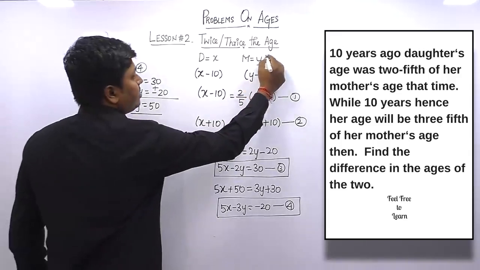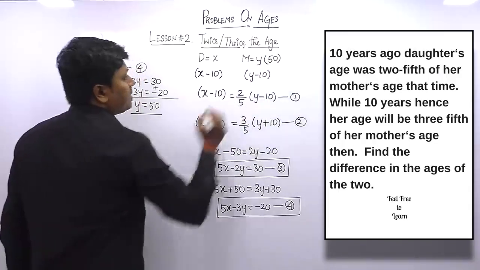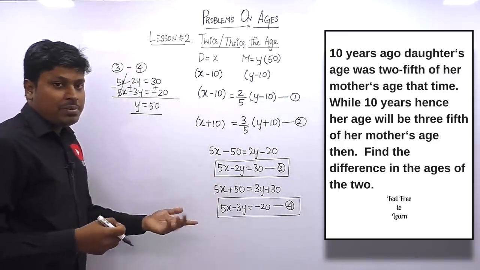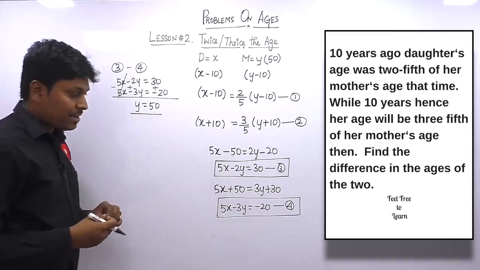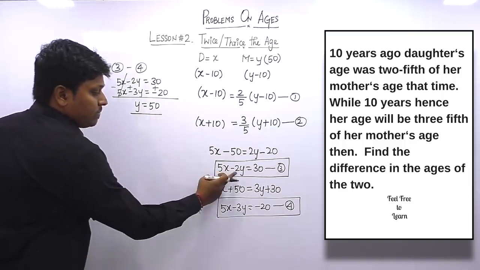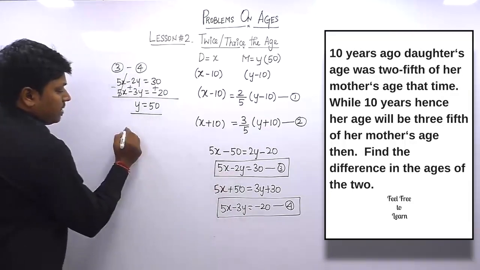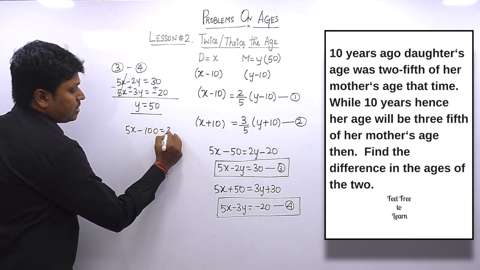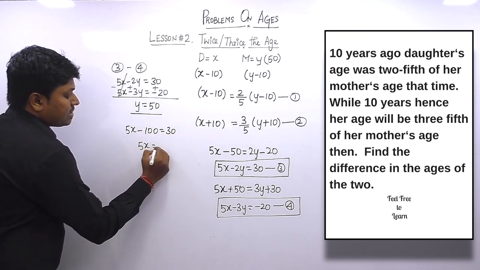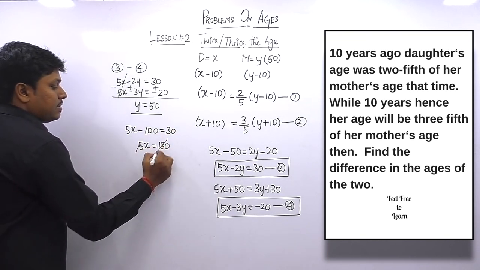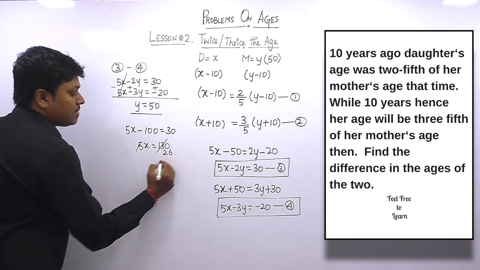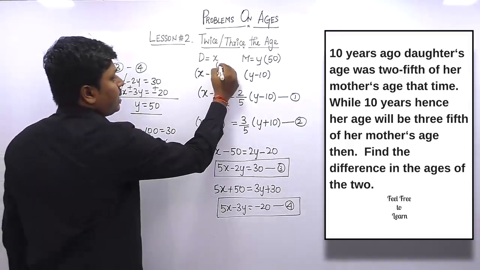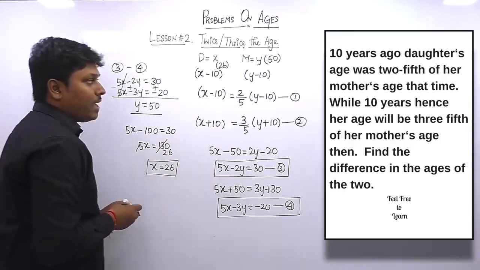If y is equal to 50, then we can say the age of the mother will be 50. And next, substitute the value of y in any of the equations so that we can find the daughter's age, that is the x value. I am going to substitute y equal to 50 in equation 3. So 5x minus 2 into 50 will be 100. So minus 100 is equal to 30. So 5x is equal to 130. So x is equal to 26. So finally we got the age of the daughter is 26 and the mother's age is 50.